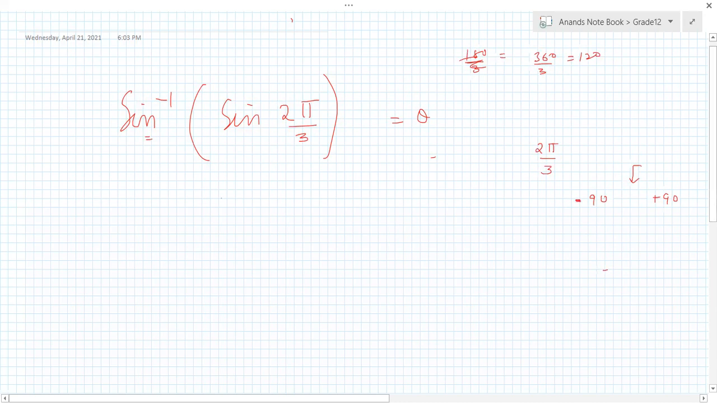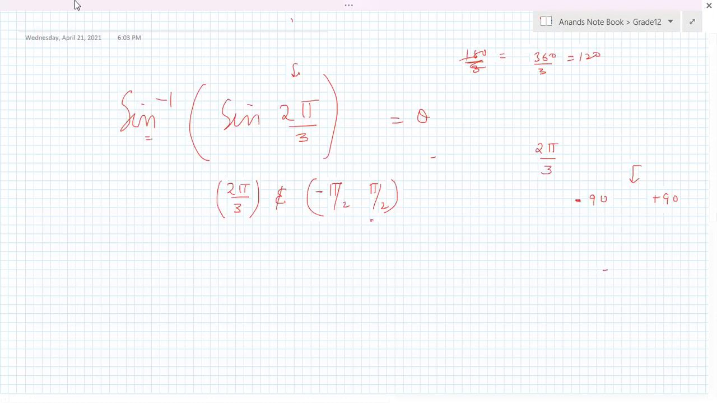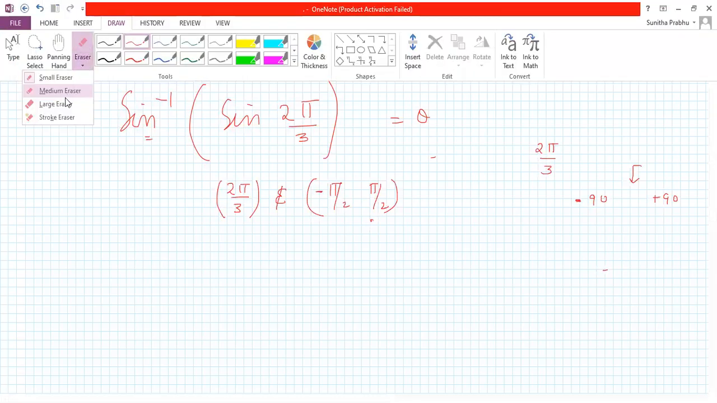So you should not say this is equal to 2 pi by 3. That will be incorrect because the angle 2 pi by 3 does not belong to the domain of minus pi by 2 to pi by 2. That means we have to convert this such that it comes inside. Are you following this, guys? This is why you cannot blindly use the identities. You have to do the domain check.